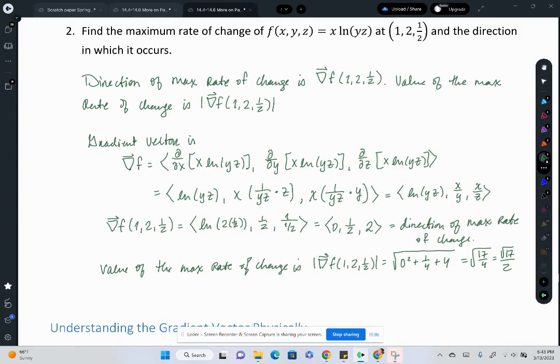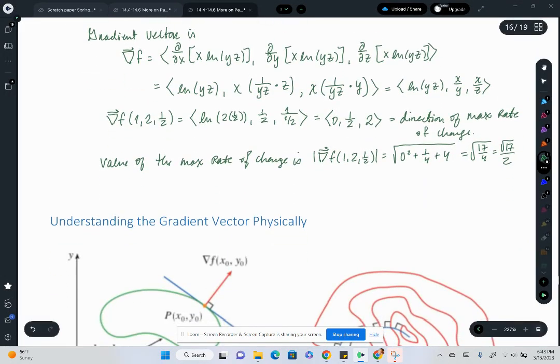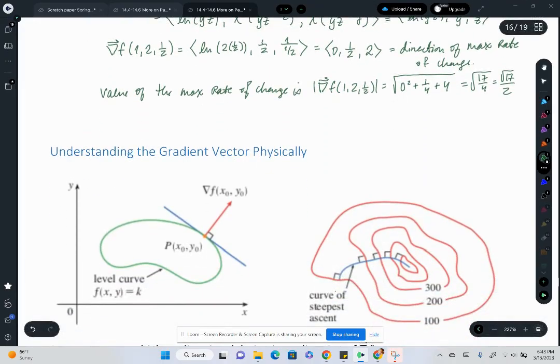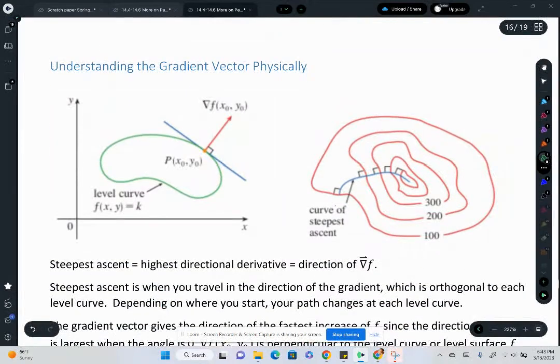Okay, so that's the gradient vector. That's how we use it to calculate the maximum rates of change and the directions in which they occur. Now, in the next topic, what we've got is this whole understanding the gradient vector physically. Like, what is this?